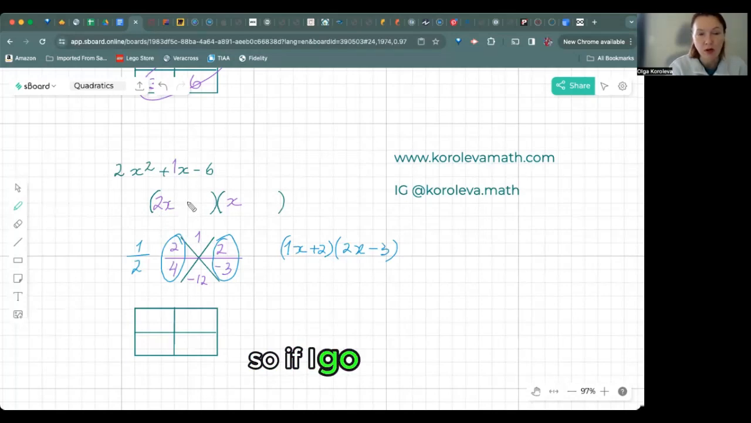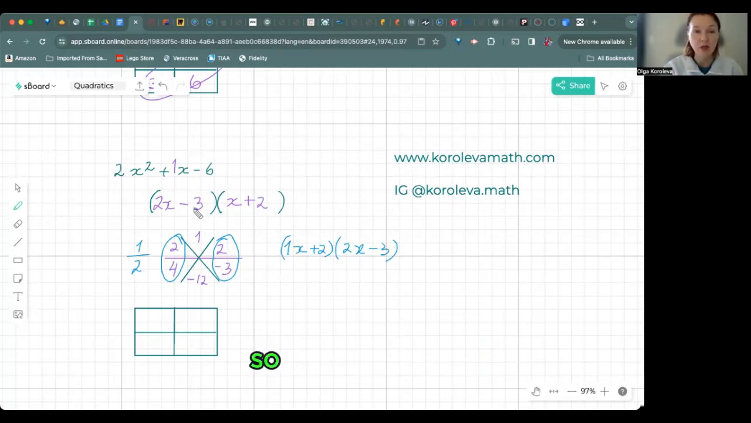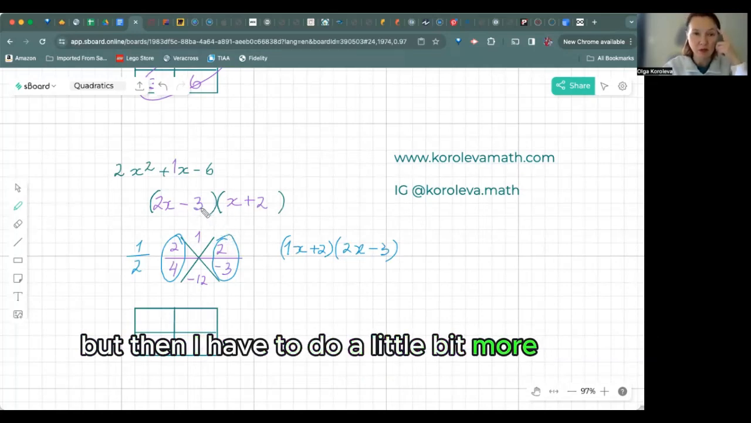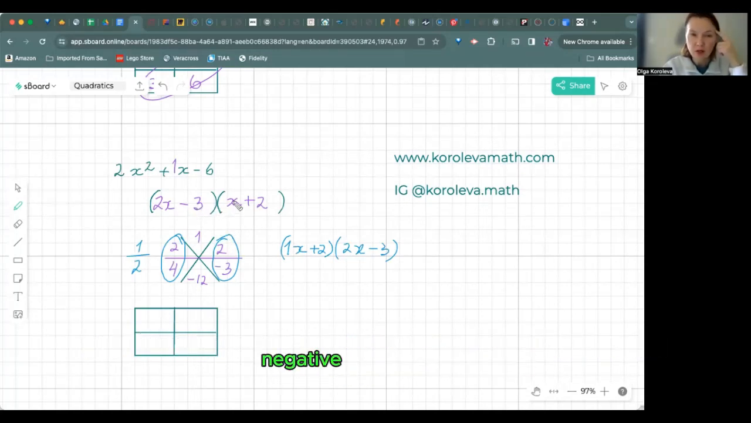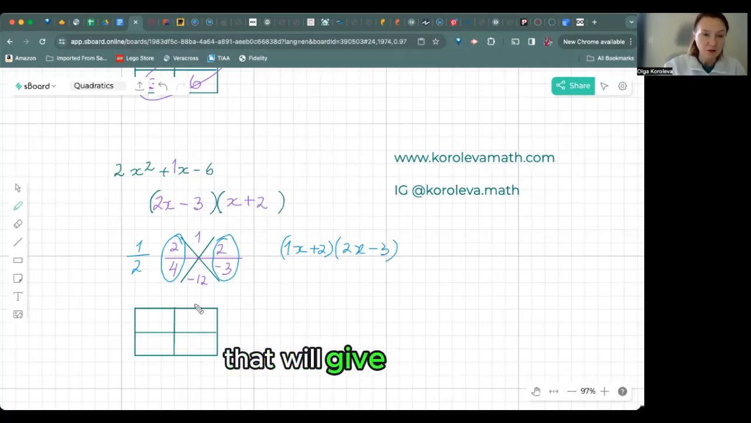So if I go back to my original method, Viete's theorem method, then I will have to have 2x minus 3 and then x plus 2. So in this case, again, I'm thinking about negative 3 times 2 is going to give me 6, but then I have to do a little bit more mental math. I will have to think about negative 3x plus 4x. That will give me 1.